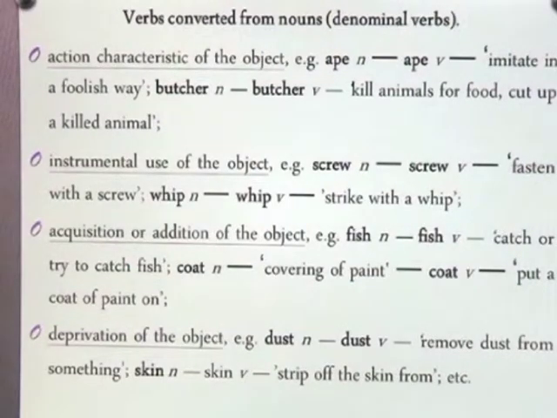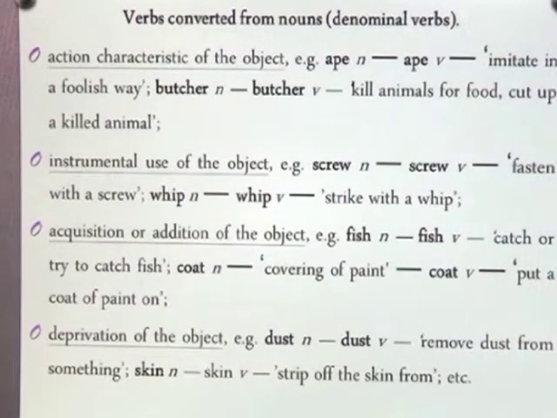Action characteristic of the object. Ape, to ape: imitate in a foolish way. Instrumental use of the object. Screw. And now we have the verb to screw. It means fasten with a screw.